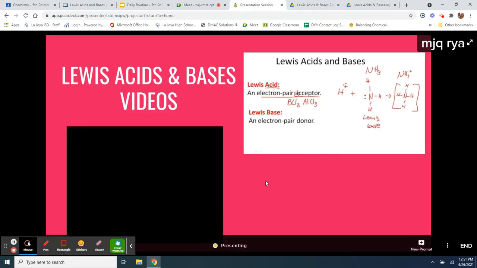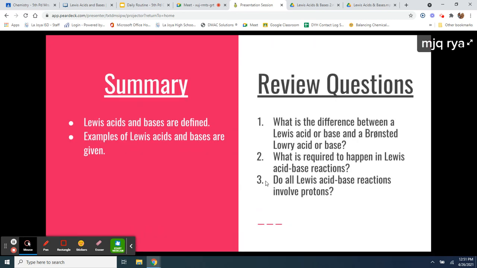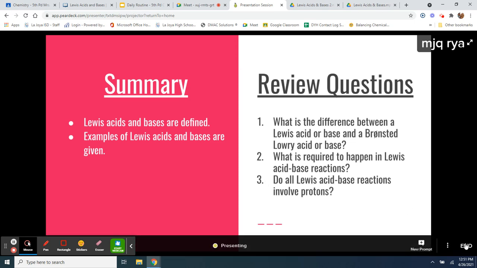Okay, let's finish up today's lecture. In summary, we talked about the definition of a Lewis acid and base. We talked about reactions where we have Lewis acids and bases, and examples of Lewis acids and bases. The review questions: 1. What's the difference between a Lewis acid or base and a Bronsted-Lowry acid or base? 2. What is required to happen in Lewis acid-base reactions? And number 3, do all Lewis acid-base reactions involve protons?